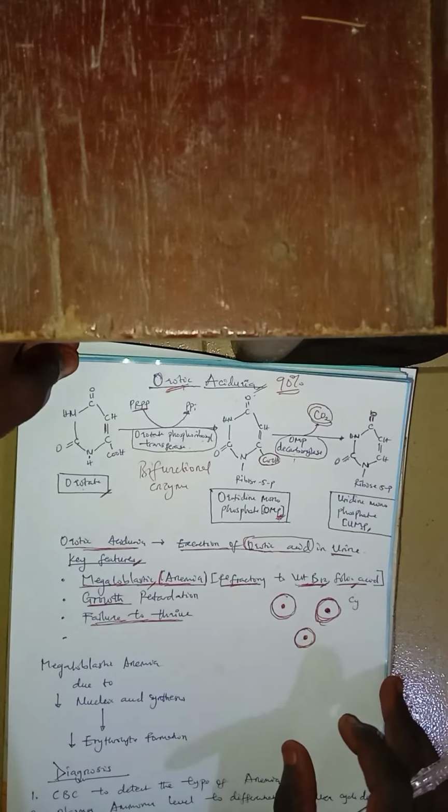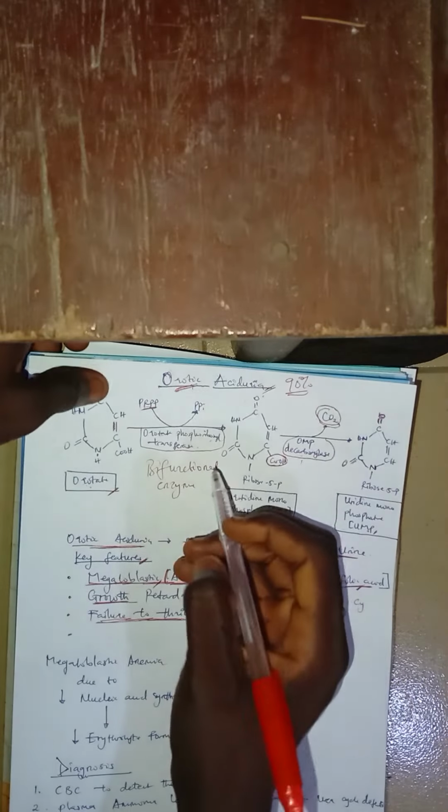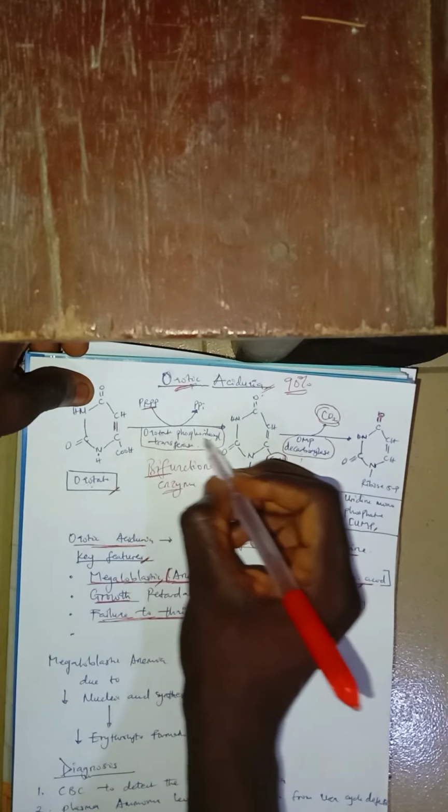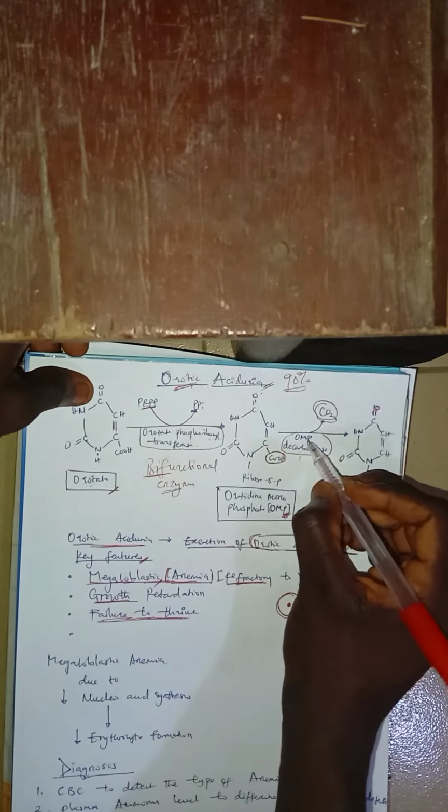The main thing I just want you guys to know is that for orotic aciduria, it is characteristic that you see megaloblastic anemia that is refractory, doesn't respond to B12 or folic acid treatment. Okay. All right. What is the cause of orotic aciduria? It's due to a deficiency of this bifunctional enzyme, which we call what? Orotate phosphoribosyltransferase and OMP decarboxylase. Please note this.